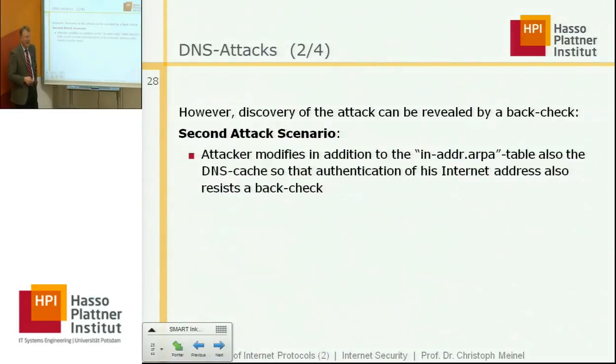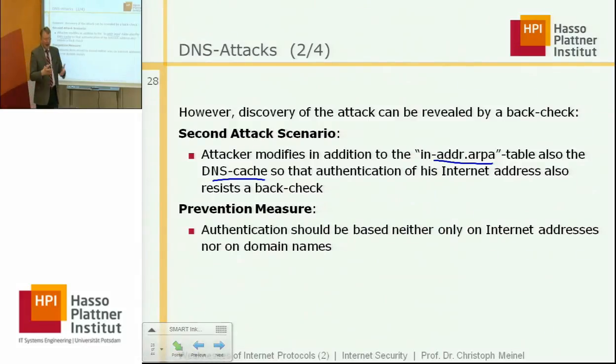So the second attack scenario takes this into account and also tries to show wrong information in the back check. Here the attacker modifies, in addition to the in-addr.arpa table, also the DNS cache, so that authentication of his internet address also resists such a back check. What are the prevention measures? Authentication should be based neither only on IP addresses nor on domain names. There should be another means to authenticate a partner for communication.